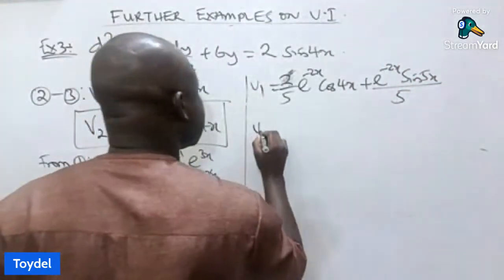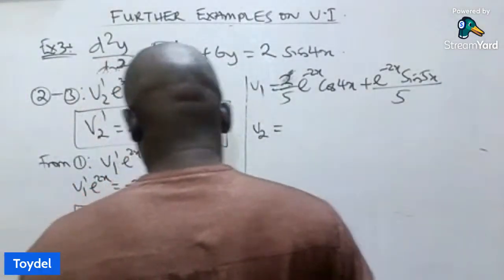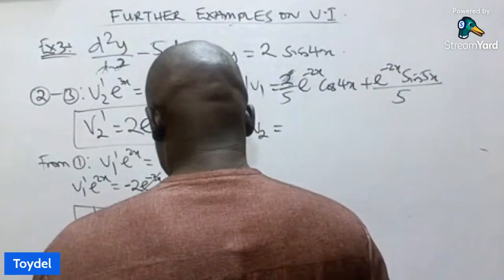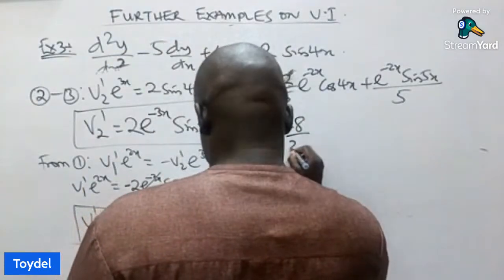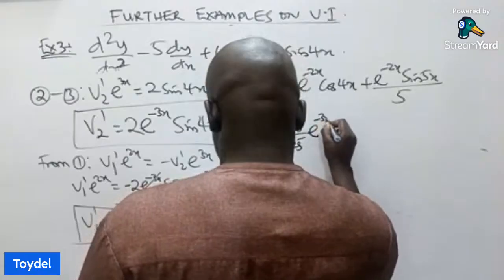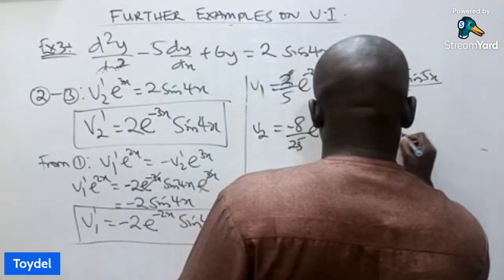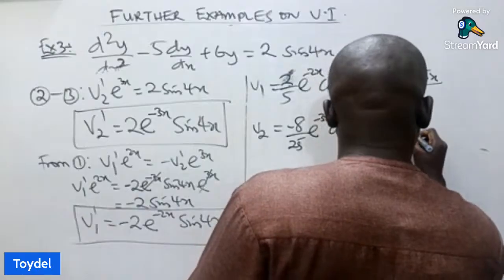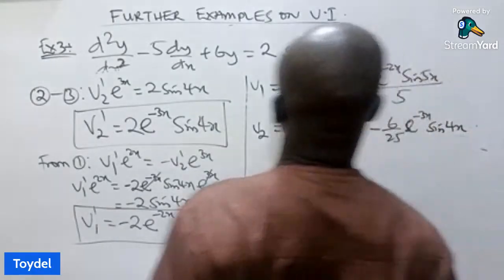If you integrate v2 prime correctly, we are going to get what I'm about to write: minus 8/25 exponential minus 3x cos 4x minus 6/25 exponential minus 3x sine 4x. This is what we are going to get.